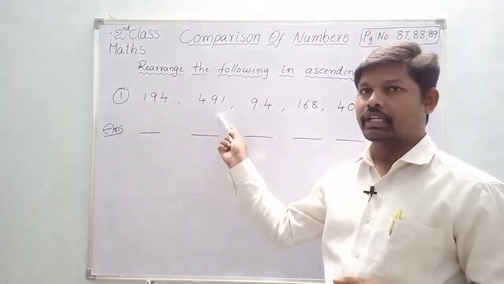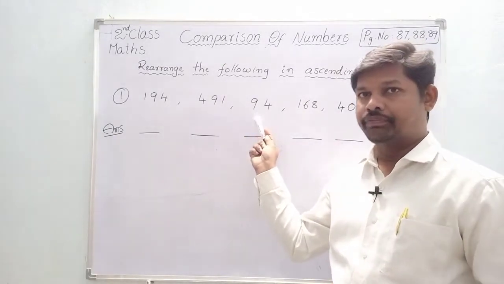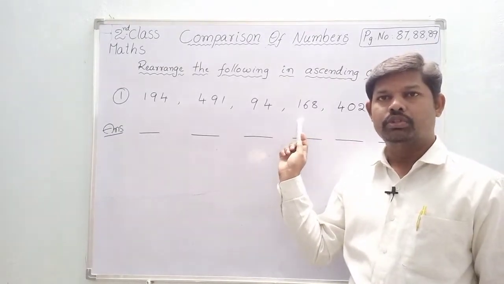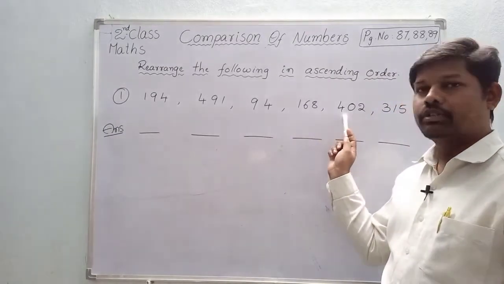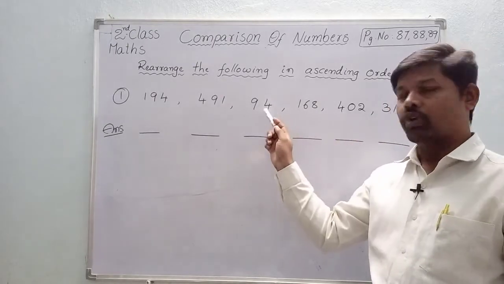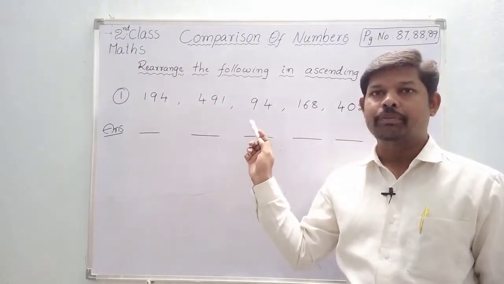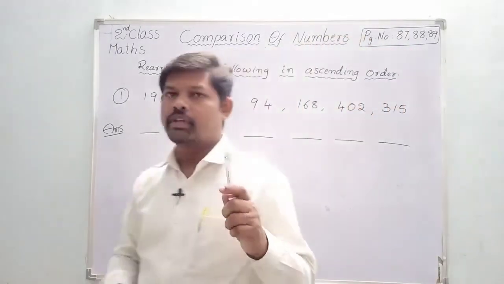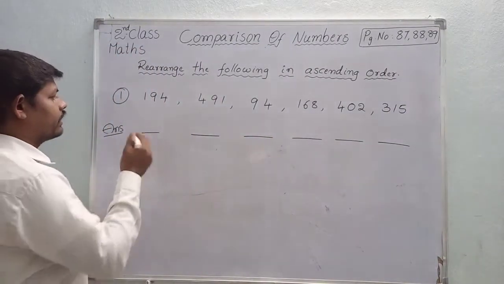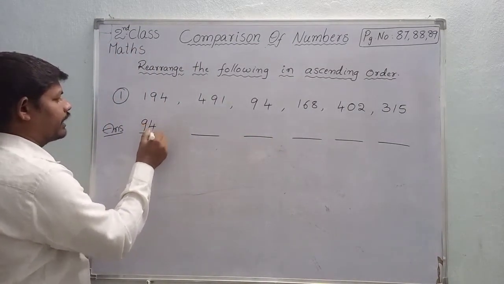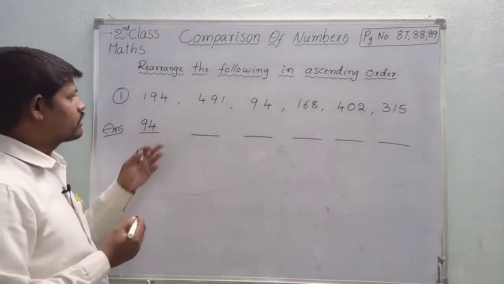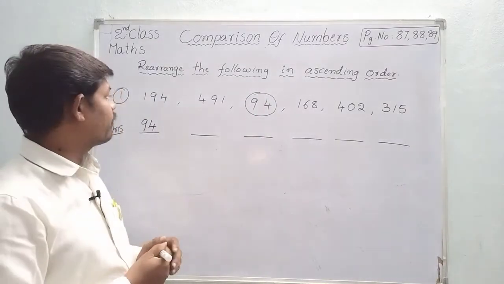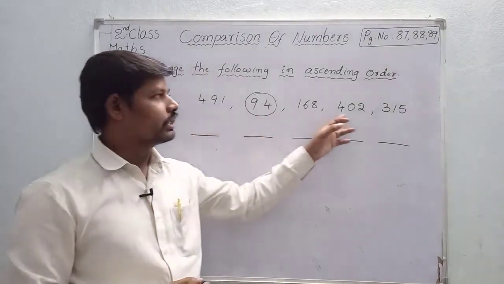Here also 3 digits are there. Here 2 digits only. This is a 2-digit number. And this is how many digits? 1, 2, 3. 3 digits are there. Here also 3 digits. This one only 2-digit number. That means this is a small number. Okay, we have to write it first. What is this number? 94. Write 94 here. Next, this is completed. Okay, next the remaining 5 numbers we have to observe carefully.